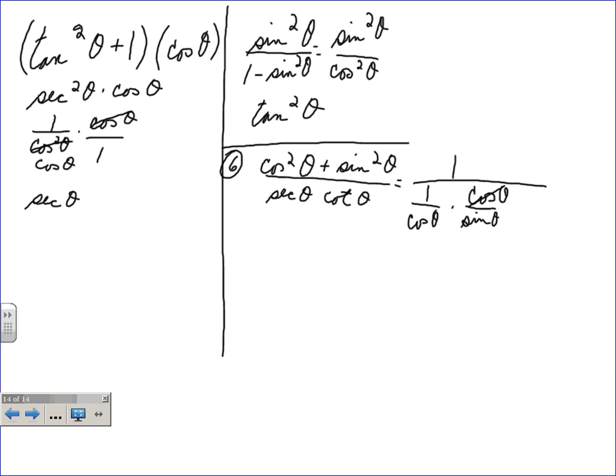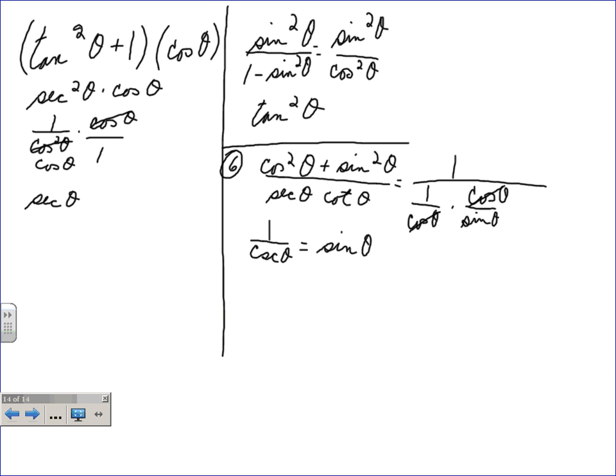The cosines will reduce, and what I'm left with is 1 over sine, or 1 over secant, which I accepted. Does that make sense? 1 over sine is actually 1 over cosecant. Or you can just simply write sine theta.